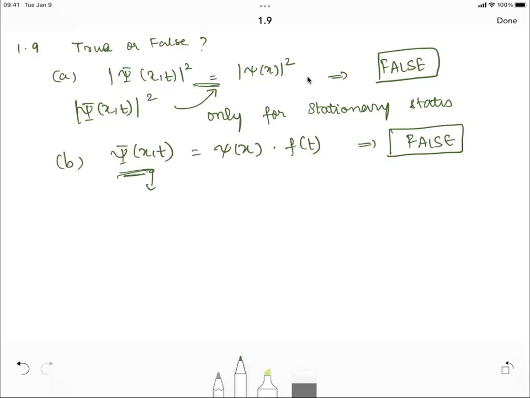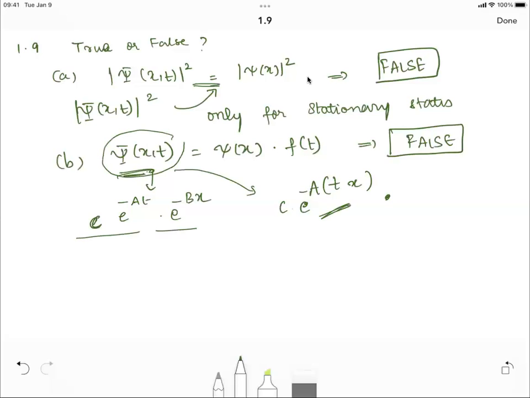Let's say you can separate it if it is a function of some t times bx and some constant. In this case, you can very clearly separate it out into two. However, if you have something like some constant times e to the negative a t times x, then there's no way you can separate this function into two different functions that depend only on time, only on x. So the key point to note is that this particular function is not always separable.